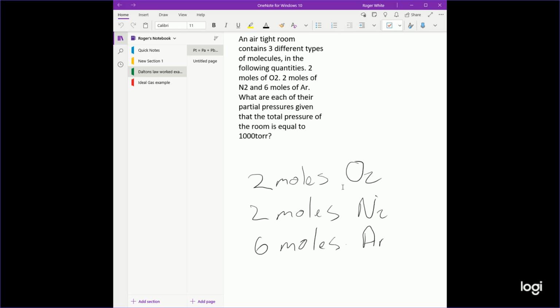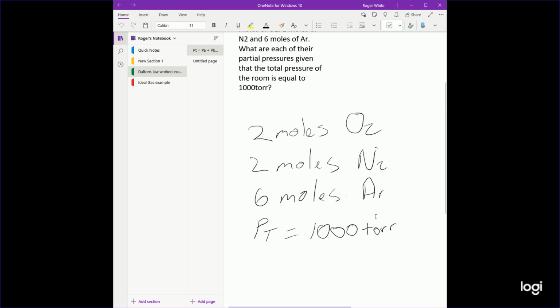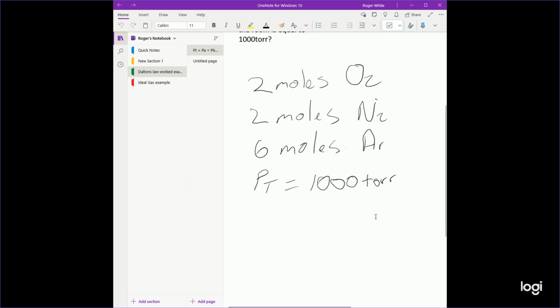What are each of their partial pressures given that the total pressure of the room is equal to 1,000 torr? So let's write out also that the pressure total equals 1,000 torr. Torr is just a unit of measurement. For some places we've got meters, for some places we've got liters. For pressure, we're talking torr. So this is the information we've got. 2 moles of O2, 2 moles of nitrogen, and 6 moles of argon. And the pressure total is 1,000.